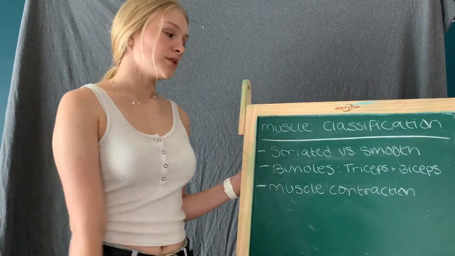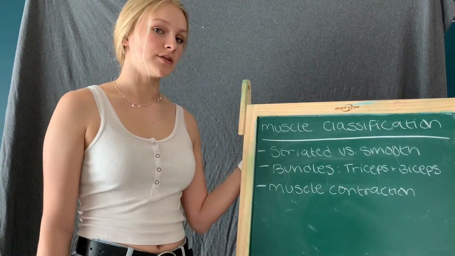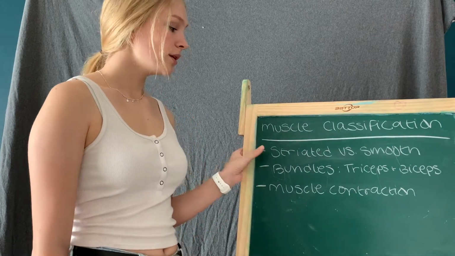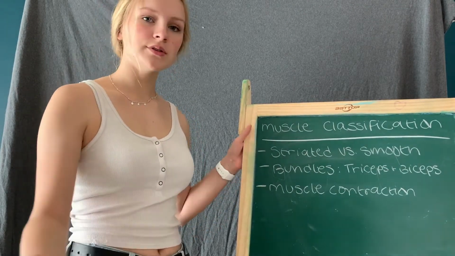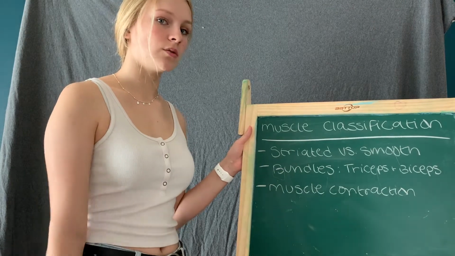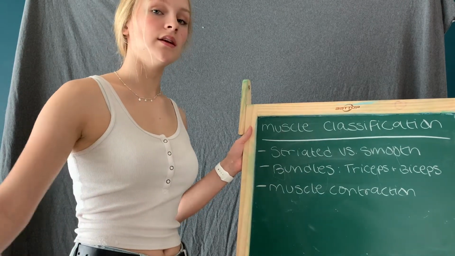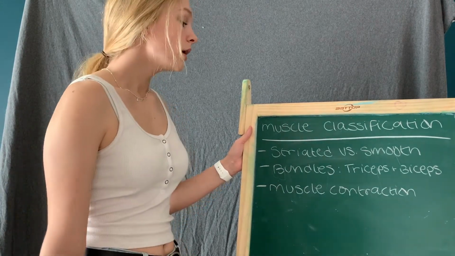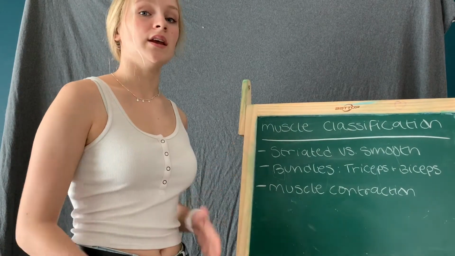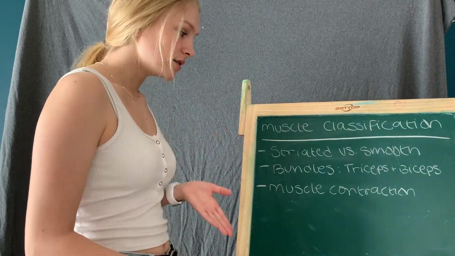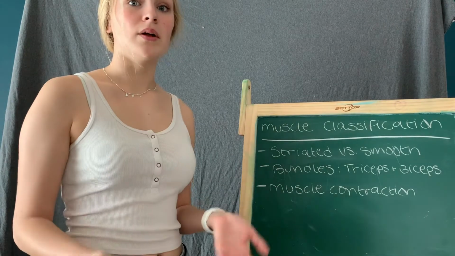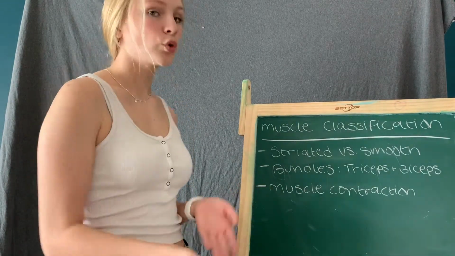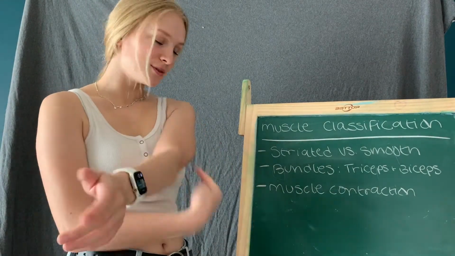Moving on from the fundamentals of muscles, we can now classify our muscles into two different types. Striated muscles tend to have these fibers, which are striations in the muscle that we can associate between dark and light bands. The fibers within these muscles are what connect to tendons, and the tendons are what create muscle bundles, such as your triceps or your biceps.